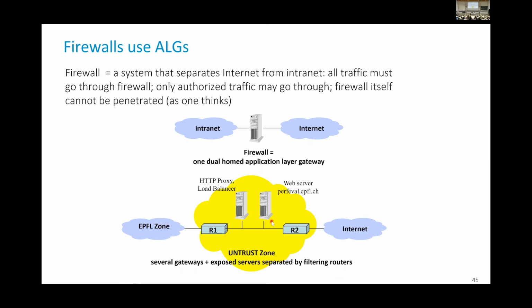Similar to what I presented here as a load balancer is an example of things that you may access as an intermediate point before going to one of those servers, and also some of the web servers. So many web servers that are available to the outside are put on special machines that are in a special area, which is called an untrust zone. So it's an area that belongs to EPFL, but where the machines are exposed to the entire world.